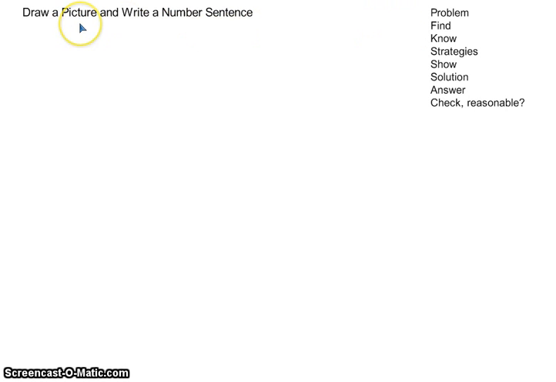And this is actually a fairly straightforward strategy. And I'm going to teach you a good way to draw a simple, easy picture to help you solve math problems that will then give you the number sentence to write. So first off, let's talk about our problem.